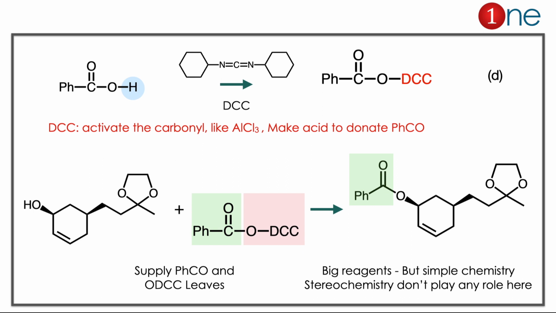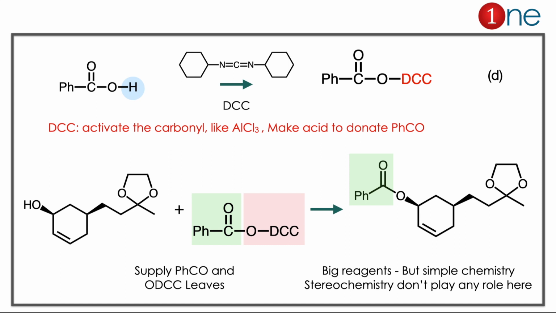So in the starting material you have alcohol, you have PhCO, and ODCC. Here I avoided the structure for simplicity. So what really happened? It helps the acid to give PhCO. So PhCO and the alcohol is there. The alcohol attaches there to the O. So you have PhCO attachment to the system. So the DCC attachment supplies PhCO and ODCC leaves. So here I have given the leaving and attachment. Here the big reagents are given, but simple chemistry as well as stereochemistry don't play any role here. So the question is about really checking your stamina and your confidence.